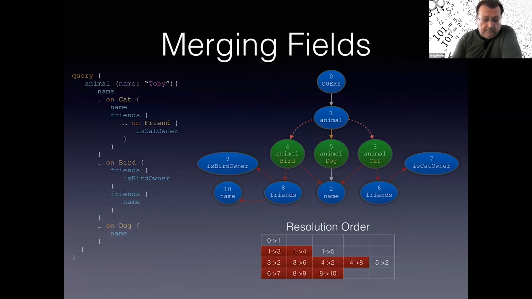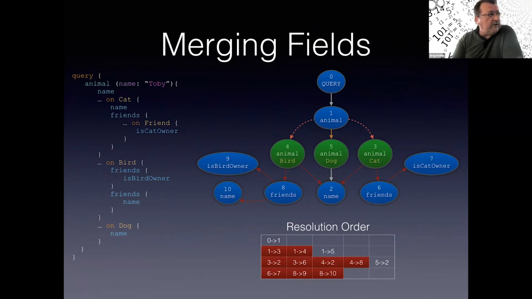So to be more specific, or to be mostly correct, we can say that each vertex in the query plan is not one single field as it is described in the query. It is actually a merged field obtained by merging the fields with the same name under the same type condition, and that creates the vertex. And again, after we build the set of vertices, we can build a set of edges.